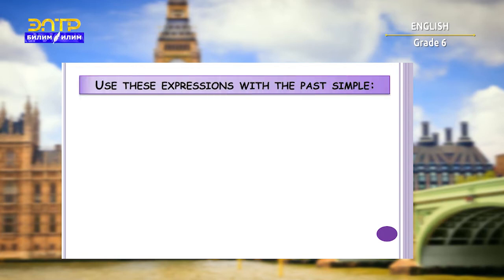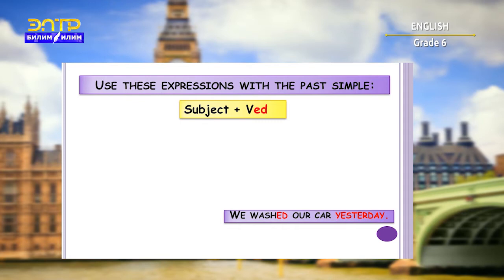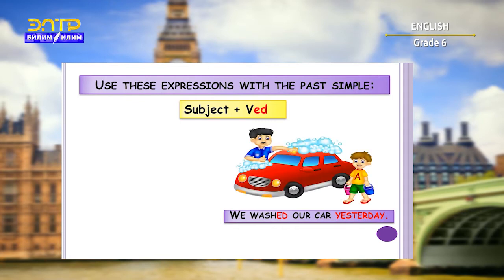But how do we know that it is past simple? Usually, we form past simple by adding ed ending to the main verb. For example, we washed our car. In this example, we added ed ending to the verb wash to show that the action was completed in the past.